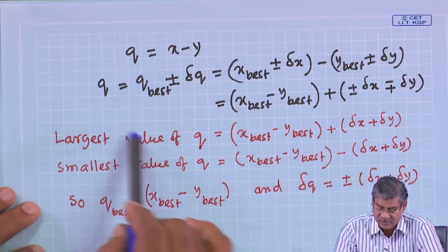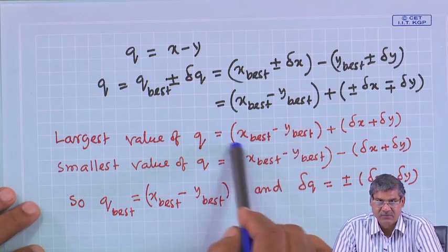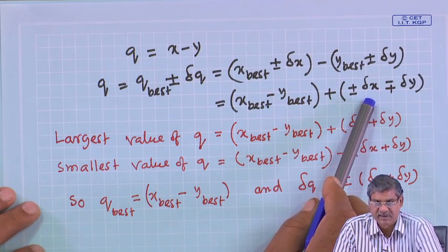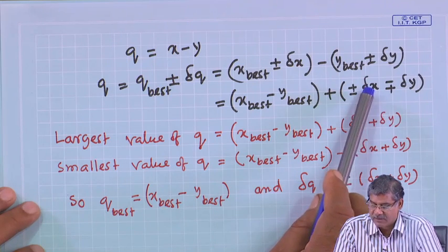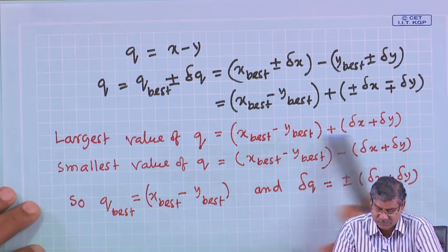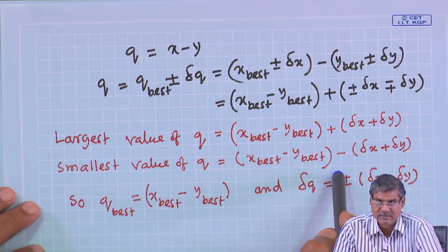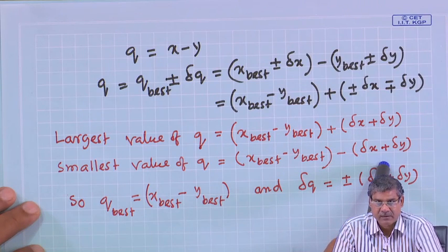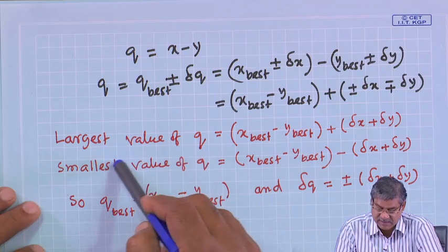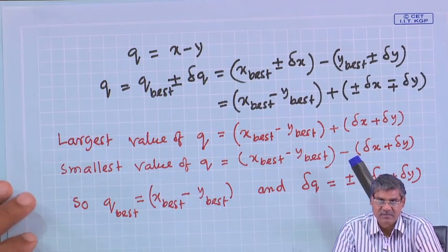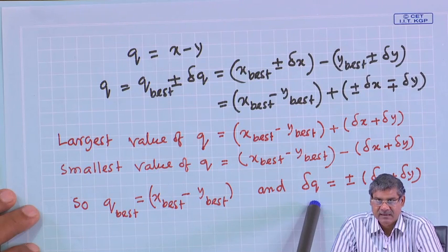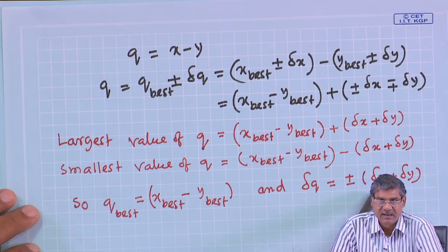So, what would be the largest value of q? Obviously, x best minus y best plus delta x plus delta y. Here also there are 4 possibilities, the same 4 possibilities. Among these 4, for these 2, one is plus and the other is minus of the summation of the individual errors. So, that will give me the largest value of q and the smallest value of q, the 2 limits of the value of q. So, in this case also the error is basically coming as a summation of the individual errors.